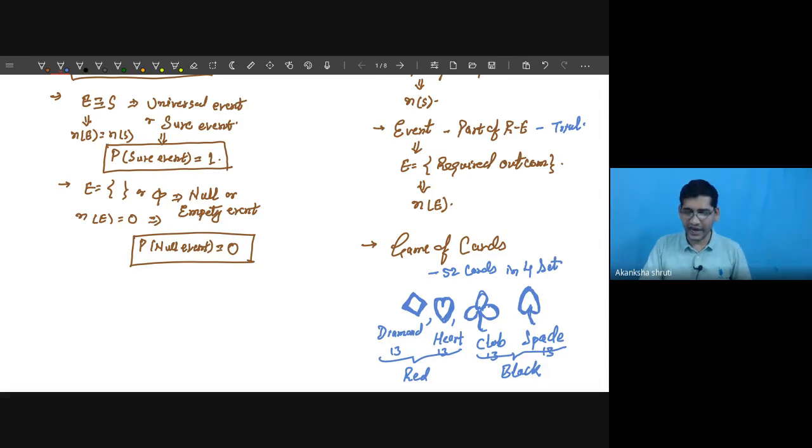So what are these 13 cards? What is the probability of getting that? In these 13 cards, the very first one is ace, then king, then queen, then jack, then 10 down to 2. 1 itself is called the ace. So all these things we will see.